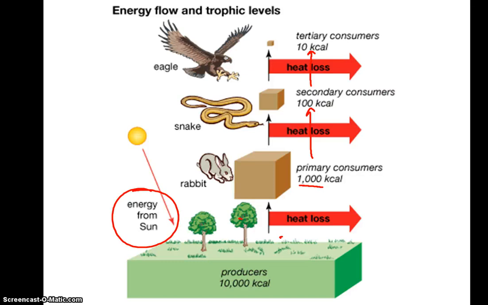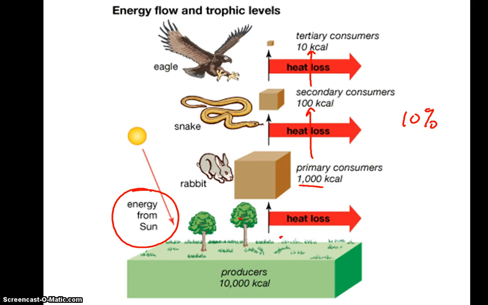And there's fewer snakes than there are rabbits, and there's fewer rabbits than there is grass and trees, because there's just not enough energy to support the numbers of organisms at each of those different trophic levels. So as we go along, let's try to remember the rule of 10%.